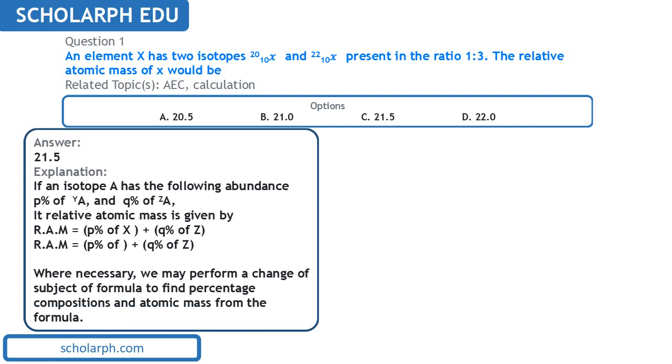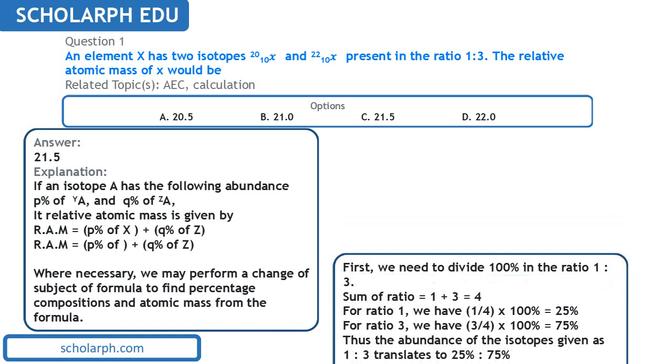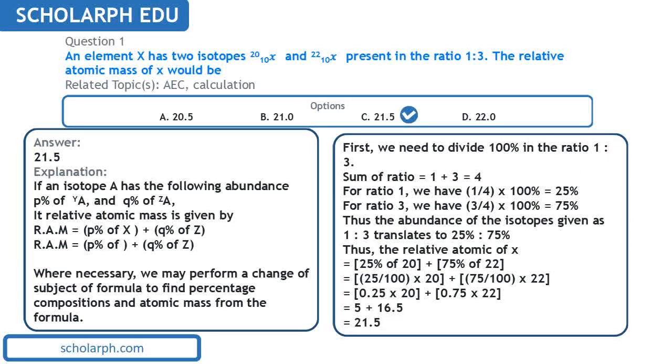Now, let's say we have an element A having these isotopes and this abundance. It has p% of Y and q% of Z. You will say that the relative atomic mass of this atom A is equal to p% of Y plus q% of Z. But if you look at this question here, they did not give us the percentage composition. What they give us is the ratio. So what we are going to do is use that ratio to get the percentage composition.